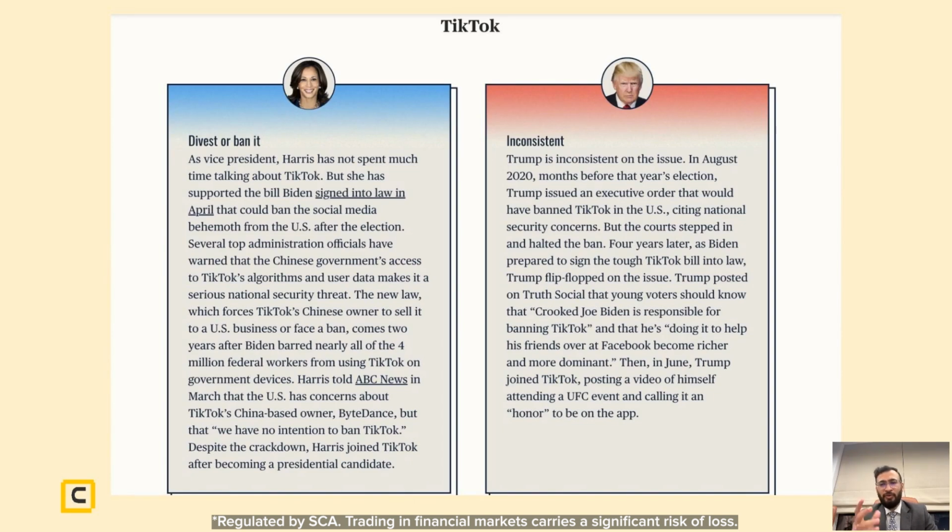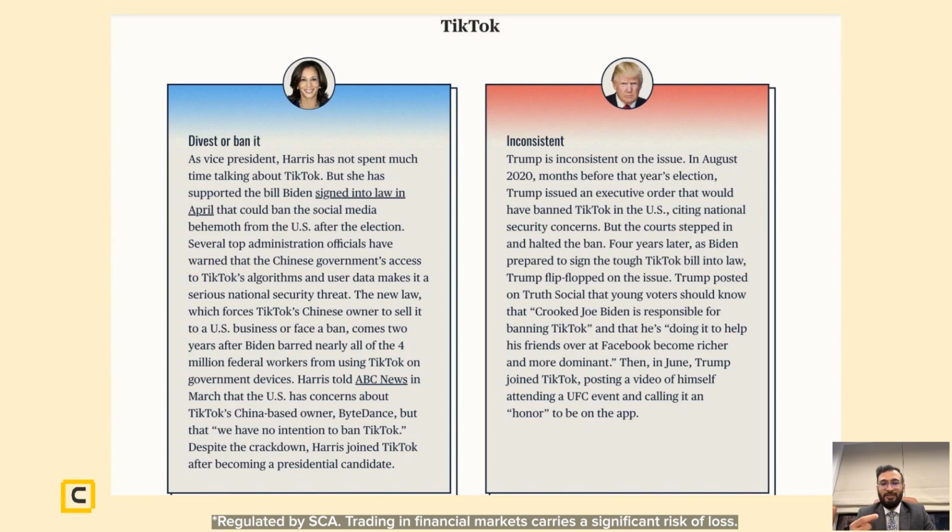Now let's take the example of TikTok, right? When we talk about these issues, who becomes the president decides what will happen further to these issues. So whether it is democracy or economy or education or foreign policy or social issues, we need to be aware of the stand taken by both of these candidates. So TikTok, for example. While Kamala Harris believes that they should divest or ban TikTok, Trump is inconsistent.